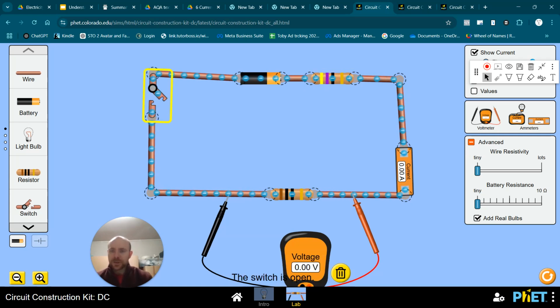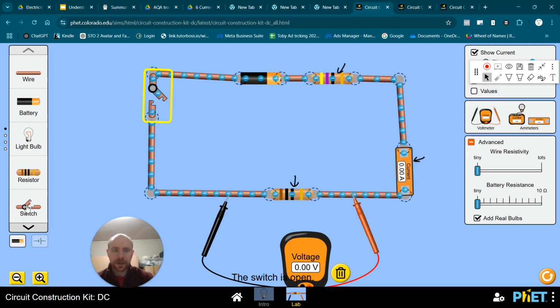I've got my switch here, which I can open, so there's no current flowing. And you can see what I've got here is a resistor, which I can change the resistance of. I've got my ammeter in series. I've got, in this case, a resistor. I'm going to see how the voltage varies across the resistor. But I could change that.